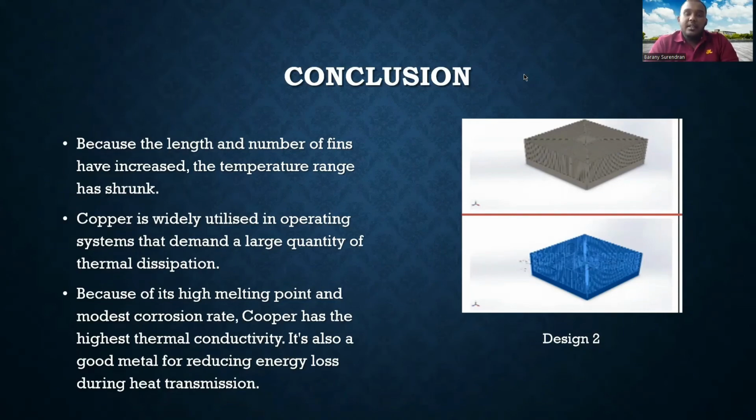The second design is the perfect design because the length and the number of fins have increased and the temperature range has shrunk. Secondly, copper is widely utilized in operating systems that demand a large quantity of thermal dissipation. And finally, because of its high melting point and modest corrosion rate, copper has the highest thermal conductivity. It's also a good metal for reducing energy loss during heat transmission.